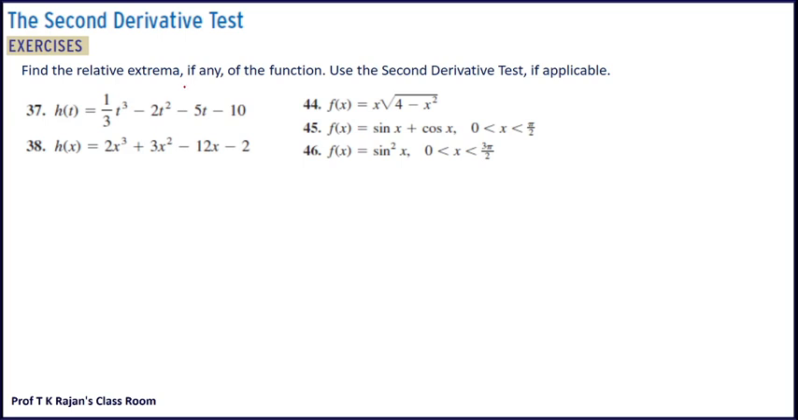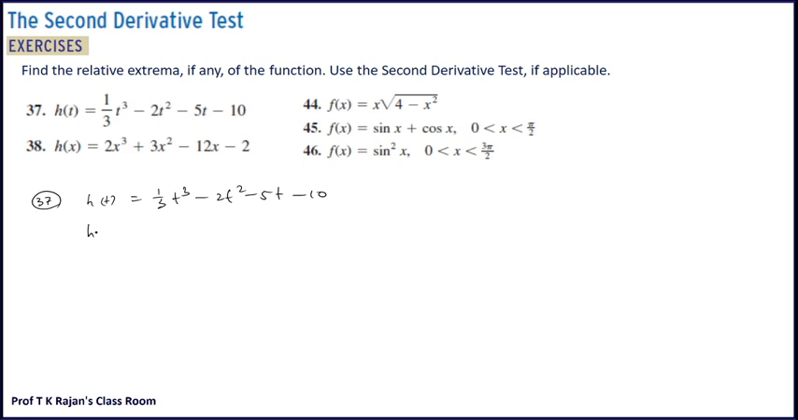Now find the relative extrema, if any, of the function using the second derivative test. So let us take a problem. Let us take h(t) = (1/3)t³ − 2t² − 5t − 10. We are going to use the second derivative test for identifying the extremum points.